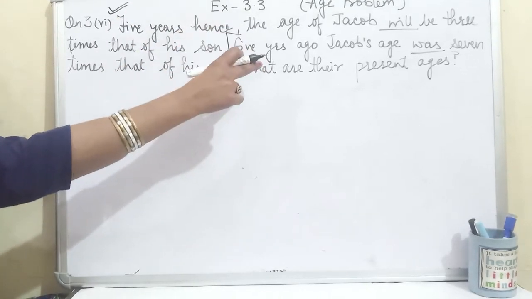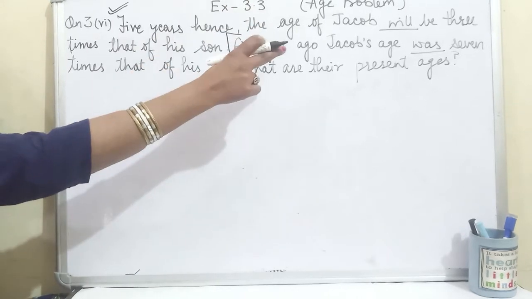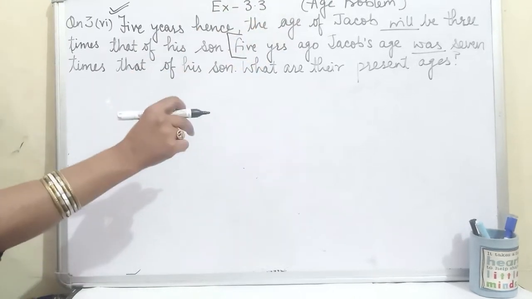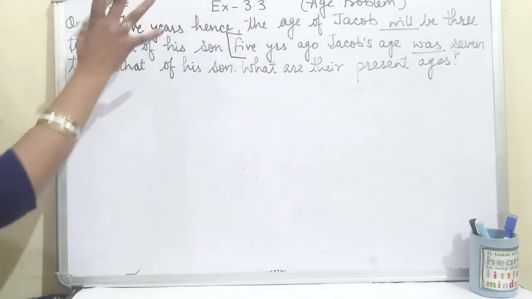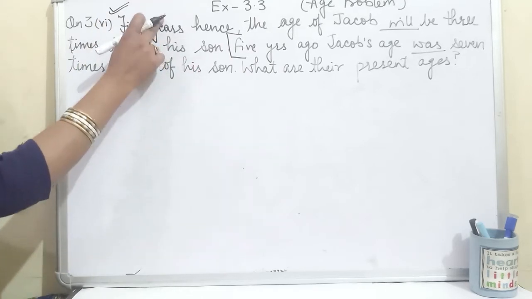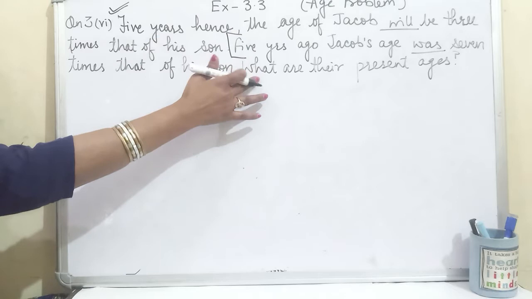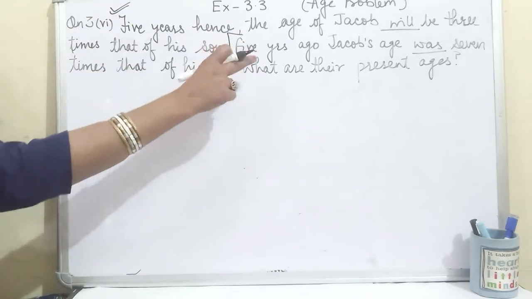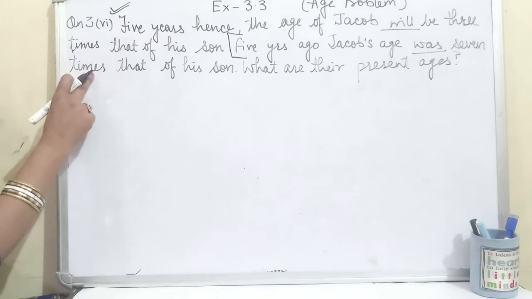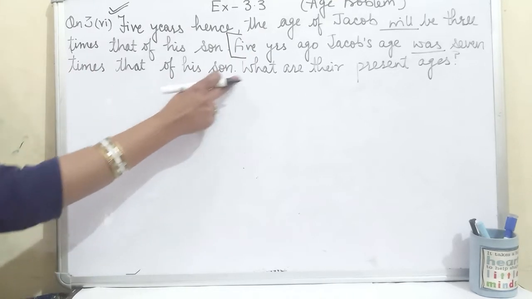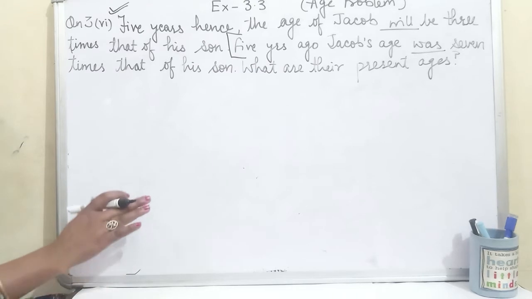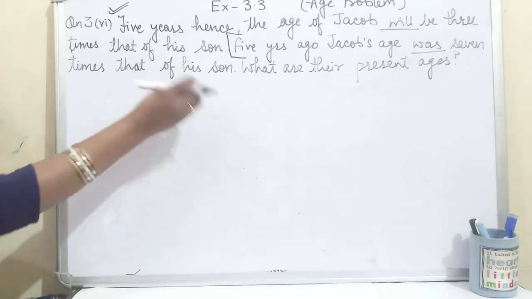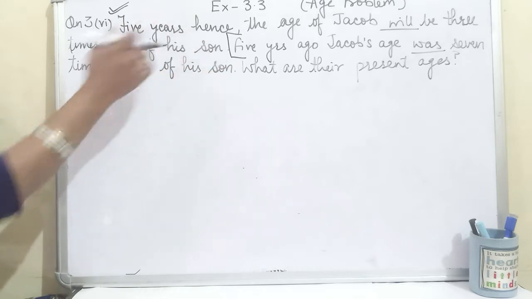5 years ago, Jacob's age was. Was means, I again underline the word was. Was is showing that the condition is about past. Right? So first condition is of future and second condition is of past. 5 years ago, Jacob's age was 7 times that of his son. What are their present ages? So he wants us to find present ages. That's why first of all we suppose here what are the present ages of Jacob and his son.